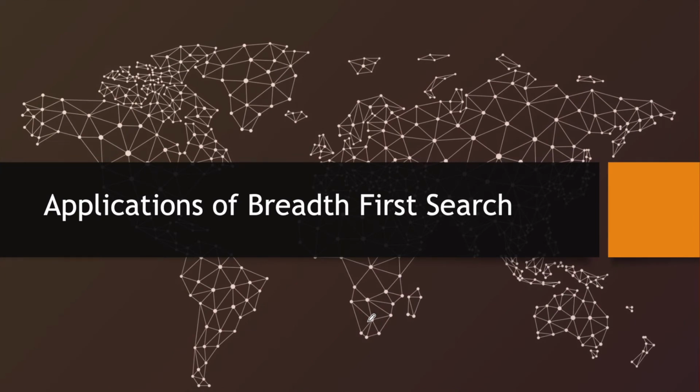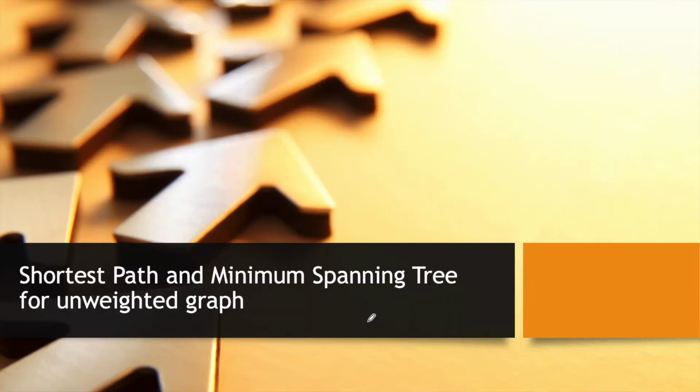Now let us explore the real-life applications of BFS. Shortest path and minimum spanning tree for an unweighted graph. Let me explain what an unweighted graph is. Let us consider a simple graph consisting of 3 vertices and 3 edges. This is an unweighted graph because the vertices don't contain any weight, that is, any value. If we assign some values to the vertices like this, then this will become a weighted graph.